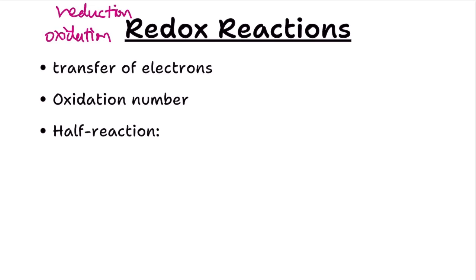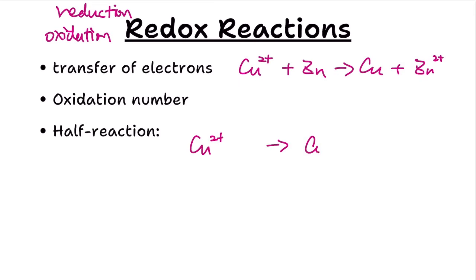So for example, copper 2+ reacts with zinc to produce copper solid and zinc cations. Then I can separate it into two half reactions. One is copper cation becomes copper. The second one is zinc becomes zinc cations. For the half reactions, I will have to add the electrons to make sure the reactions are balanced.